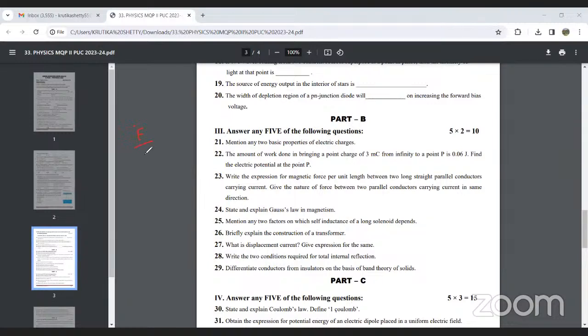The magnetic force per unit length is equal to mu naught upon 2 pi, I1 into I2 divided by D. This is a 1 mark question. Another question they have asked: give the nature of the force between the two parallel wires. Give the nature of the force between the two parallel conductors carrying current in the same direction.